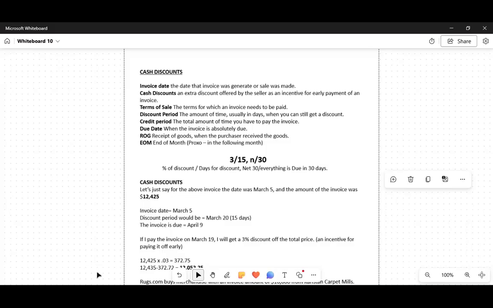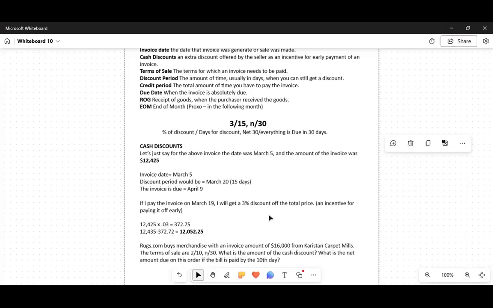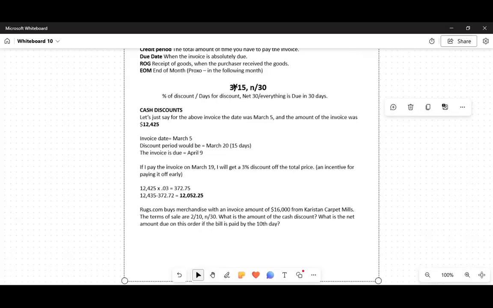All right, so looking here then at the invoice that we're looking at, we have a 3/15 N30, and it says right here, let's just say for the above invoice, the date was March 5th, and the amount of the invoice was $12,425. So the invoice date is March 5th. The discount period then would be 15 days later, right? So 6th, 7th, 8th, 9th, 10th. You can just count the days. 15 days later, that means if I pay it by March 20th, I will get a 3% discount.